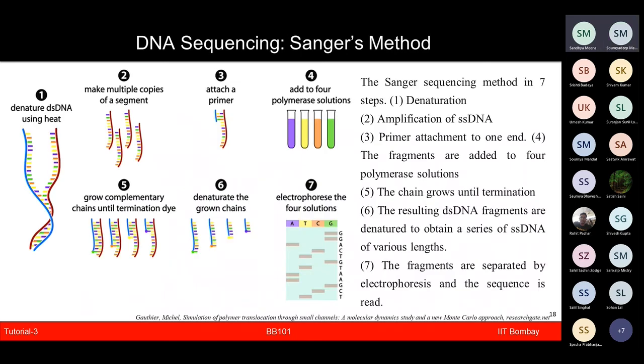Okay, so this is the summary of Sanger's method, or the first generation sequencing. There is denaturation of the DNA using heat. Then you make amplification of the single stranded DNA. You make multiple copies of the segment. You attach a primer to the end, and add four polymerase solutions. One of the solutions contains dideoxy A, and the same for C, T and G. Now you grow the complementary sequence until it terminates.